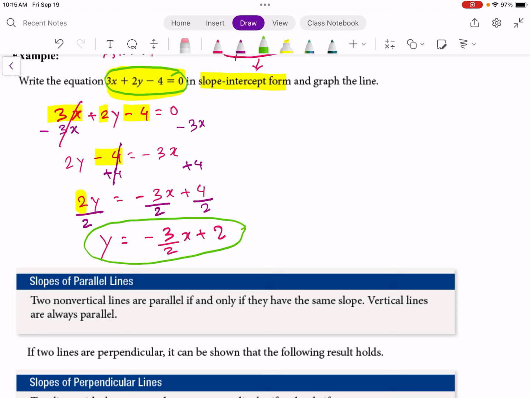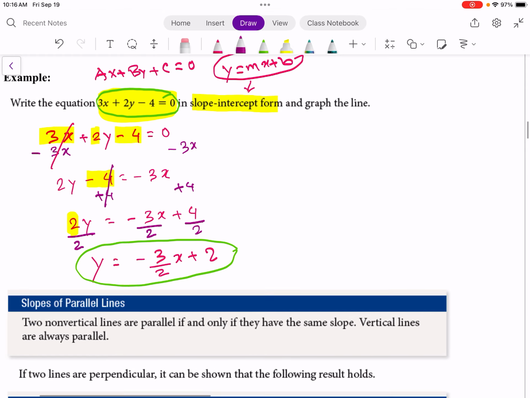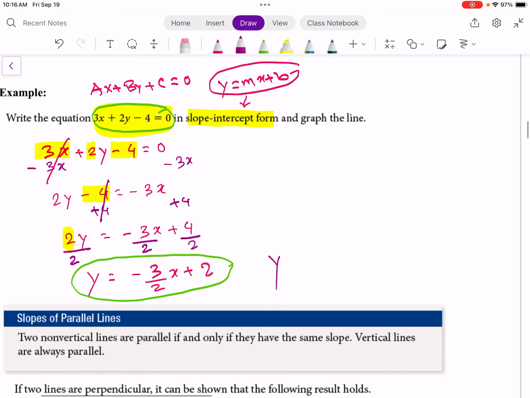So you will be asked to rewrite in slope intercept form. That means you are solving that equation for y. You are making y by itself. Now let's compare this with our slope intercept form y equals mx plus b. Now if we compare, what do we know about the slope of a line? What is m?